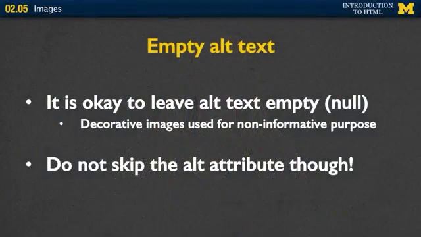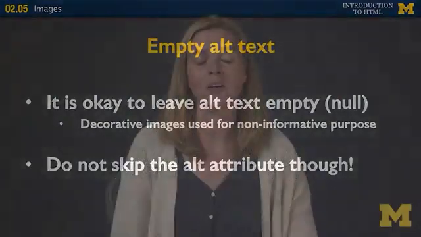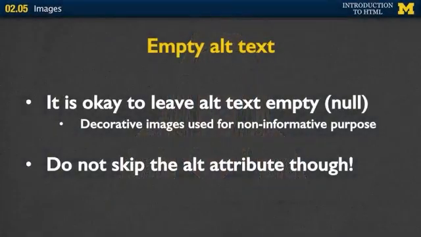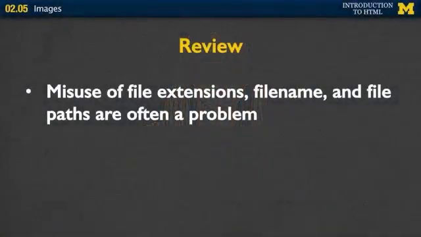It is occasionally okay to leave your alt text empty. So if you have images that are just decorative, logos, things along that line, you can go ahead and just put alt equals and then the double quotes. But it's very important that you don't skip the alt attribute altogether. The problem with going that route is you don't really let people know whether or not you were thinking about the accessibility. They don't know if the alt text is missing because it's non-informative or because you just forgot to put it in.